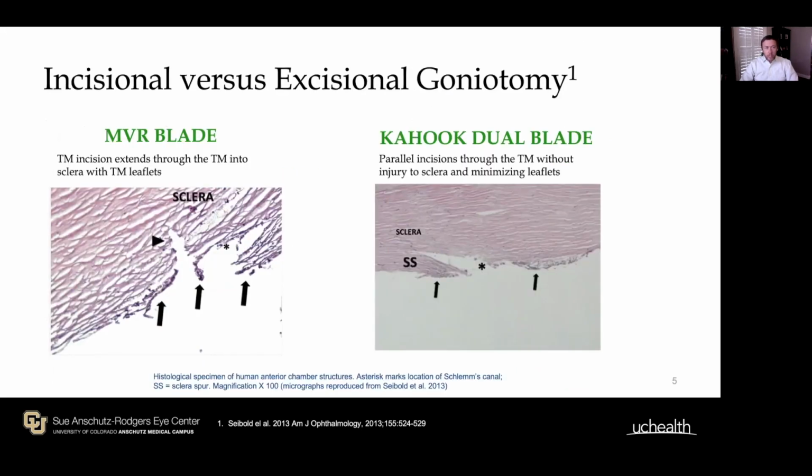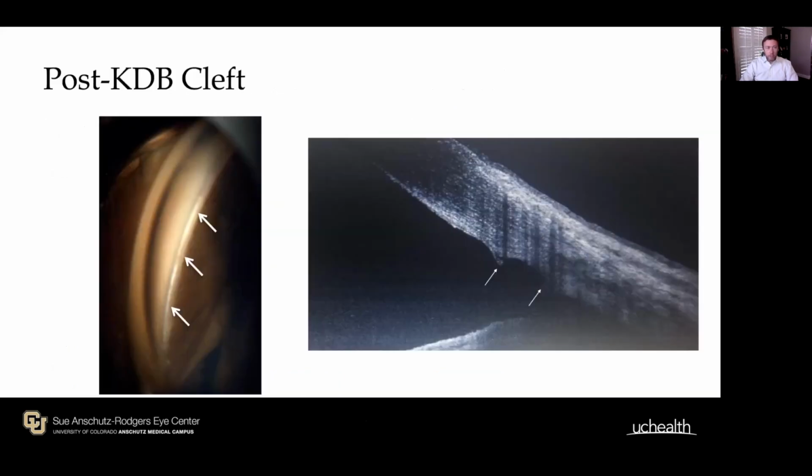We know the difference between incisional and excisional goniotomy. You can see here from pathology slides after an eye treated with MBR blade goniotomy, where you have collateral damage through the outer wall of Schlemm's canal and significant leaflets of residual TM left behind. Compare that with the Kahook dual blade, where we see near complete excision of the trabecular meshwork tissue and no collateral damage.